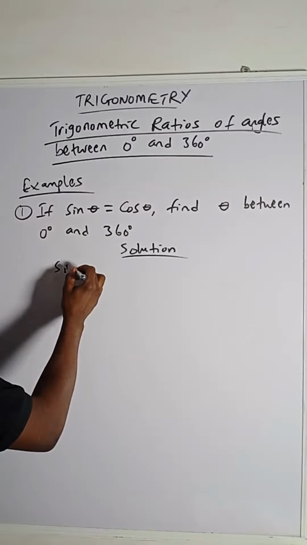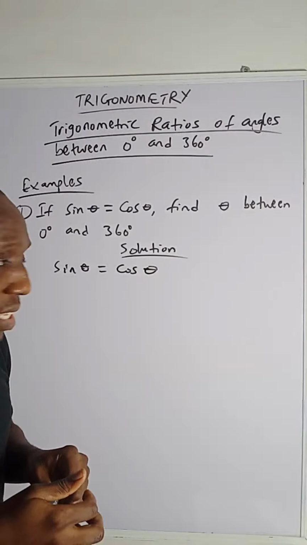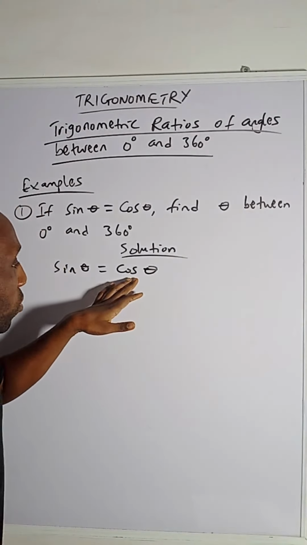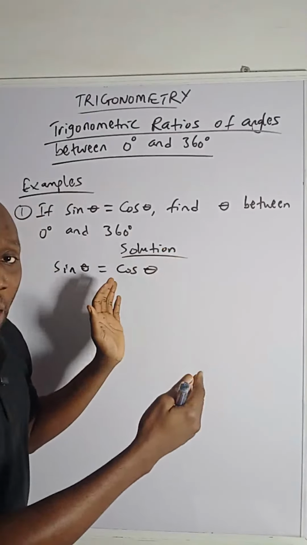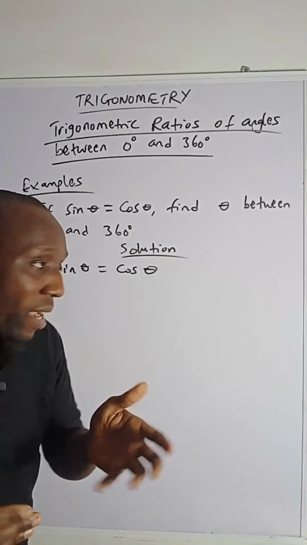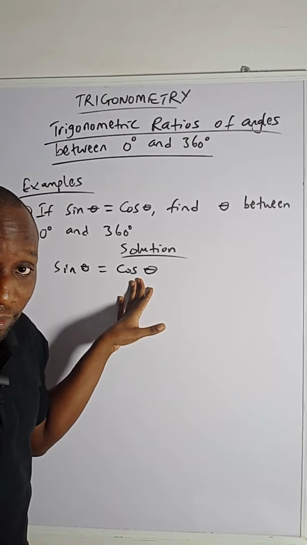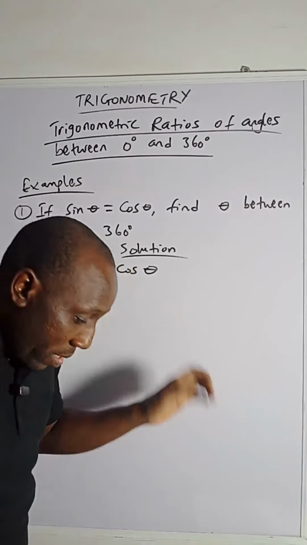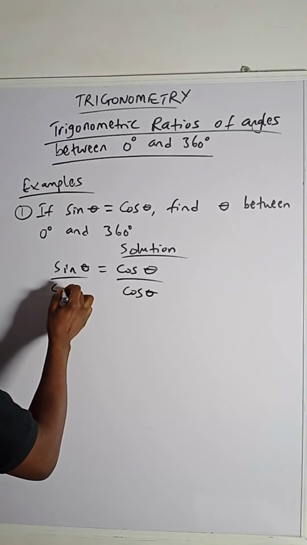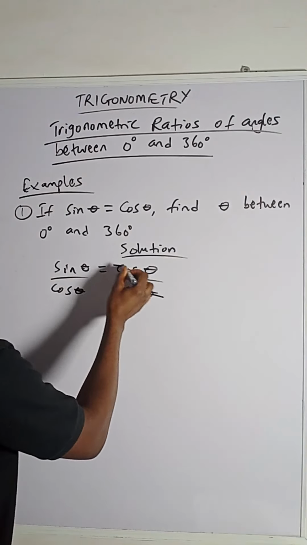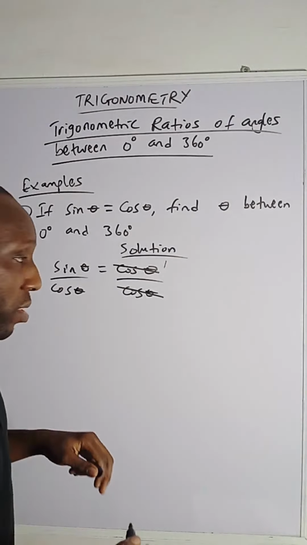So if sine theta is equal to cos theta, I want us to divide both sides by cos theta. So we'll get a number on the right-hand side. I'm going to divide both sides by cos theta. So divide this by cos theta and divide this by cos theta. If you divide this by this, you get 1, right? And then you have sine theta over what? Cos theta.